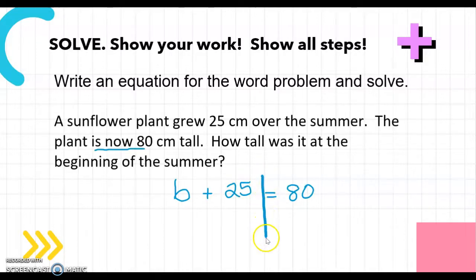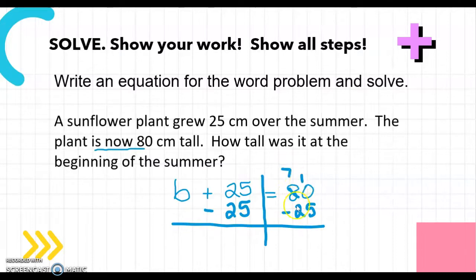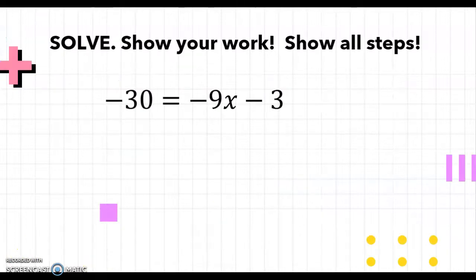Okay, to solve this, we basically have to subtract 25 from both sides. Okay, when I do that, I end up with B equals 55 centimeters. So the sunflower plant was 55 centimeters at the beginning of the summer. That's a classic word problem. Here's our next problem. Go ahead and copy this one down.